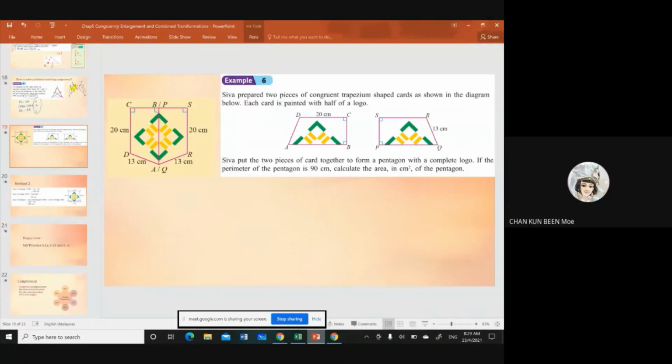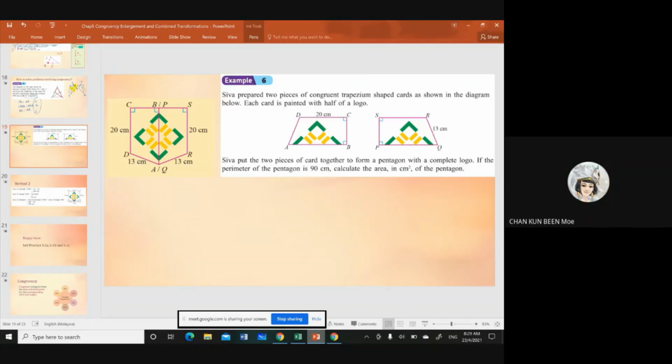Example 6. Siva prepared 2 pieces of congruent trapezium shaped cards as shown in the diagram below. Each card is painted with half of a logo. Siva put the 2 pieces of card together to form a pentagon with a complete logo. If the perimeter of the pentagon is 20 centimeters, calculate the area in cm square of the pentagon. Okay, thank you very much.